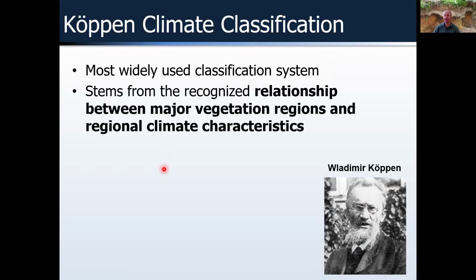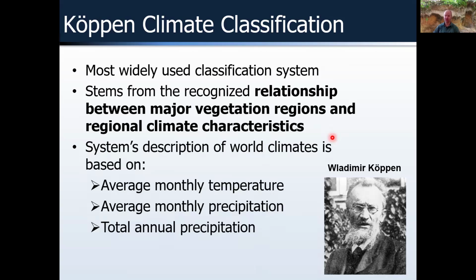So we're going to cover the 6 major types of climate, really 5 plus highland climates. One of the most widely used is called the Köppen climate classification system, which has been updated over the years. Often now it's called the Köppen-Geiger climate classification system. They are essentially the same, just slightly enhanced or tweaked over the years, but they stem from this major relationship between vegetation and climate characteristics. And those climate characteristics are based upon temperature and precipitation.